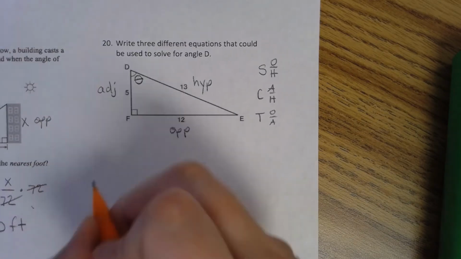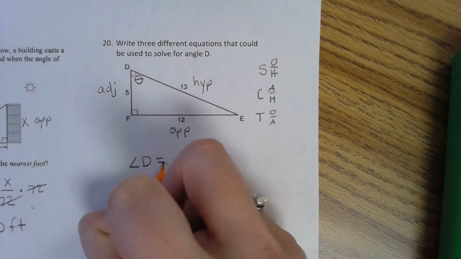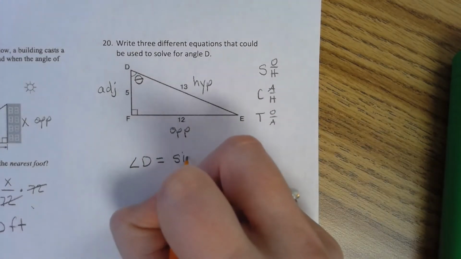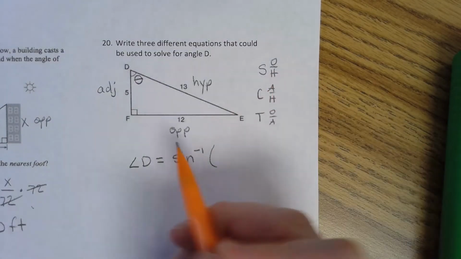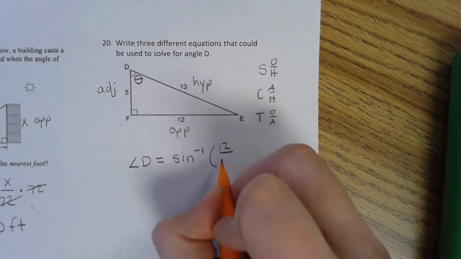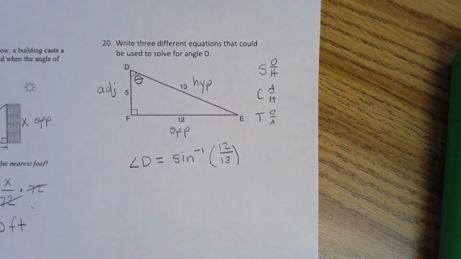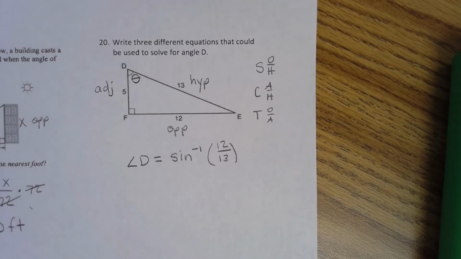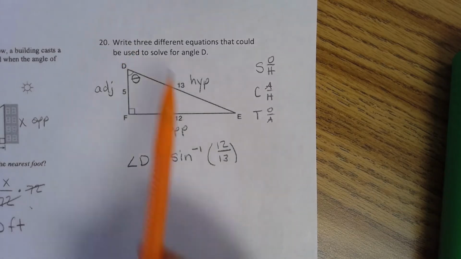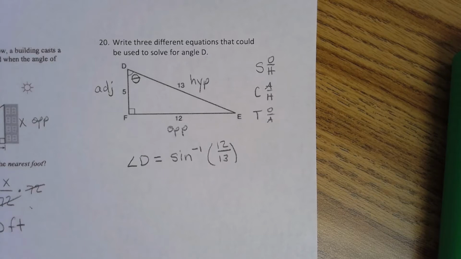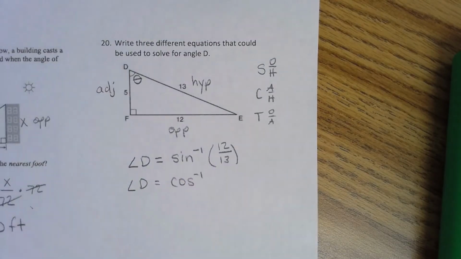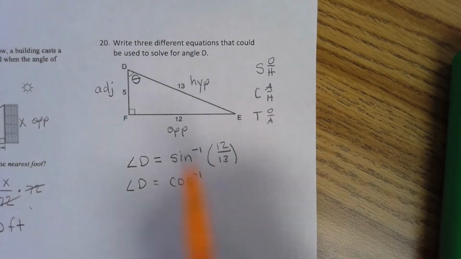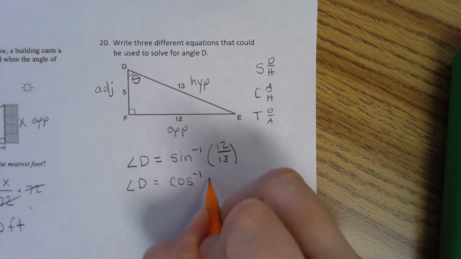So angle D, inverse sine, so sine to the -1 is opposite over hypotenuse. The opposite side is 12, hypotenuse is 13. We could use that to solve for angle D. But it does want 3 different equations, so we'll actually write the inverse cosine and the inverse tangent as well. So angle D, if we use inverse cosine, that's adjacent over hypotenuse, so 5 and 13.